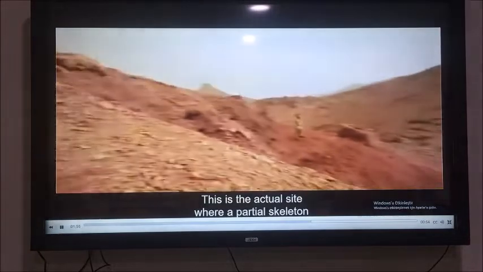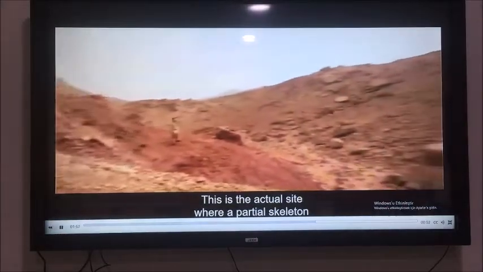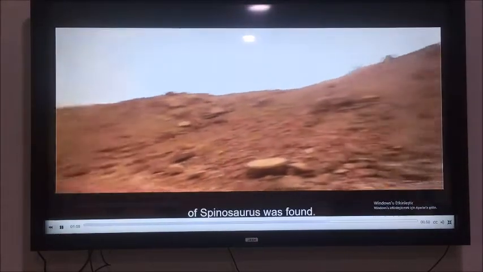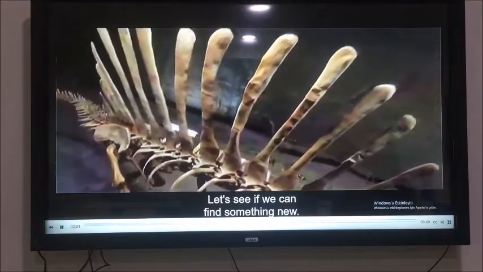This is the actual site where a partial skeleton of Spinosaurus was found. Let's see if we can find something new.